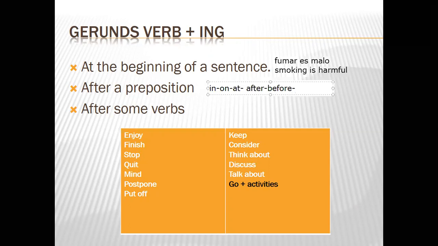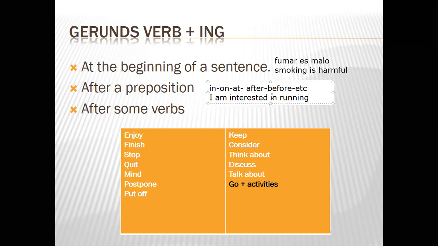Second rule. After a preposition. Prepositions: in, on, at, after, before, under, above, etc. Any preposition, when I have a preposition, the verb needs ing. For example, estoy interesado, I am interested in, me interesa correr. I am interested in, no puedo decir run. ¿Por qué? Porque tengo preposición. La preposición me obliga a agregar ing, a crear el gerundio. I am interested in running. This is the second rule.